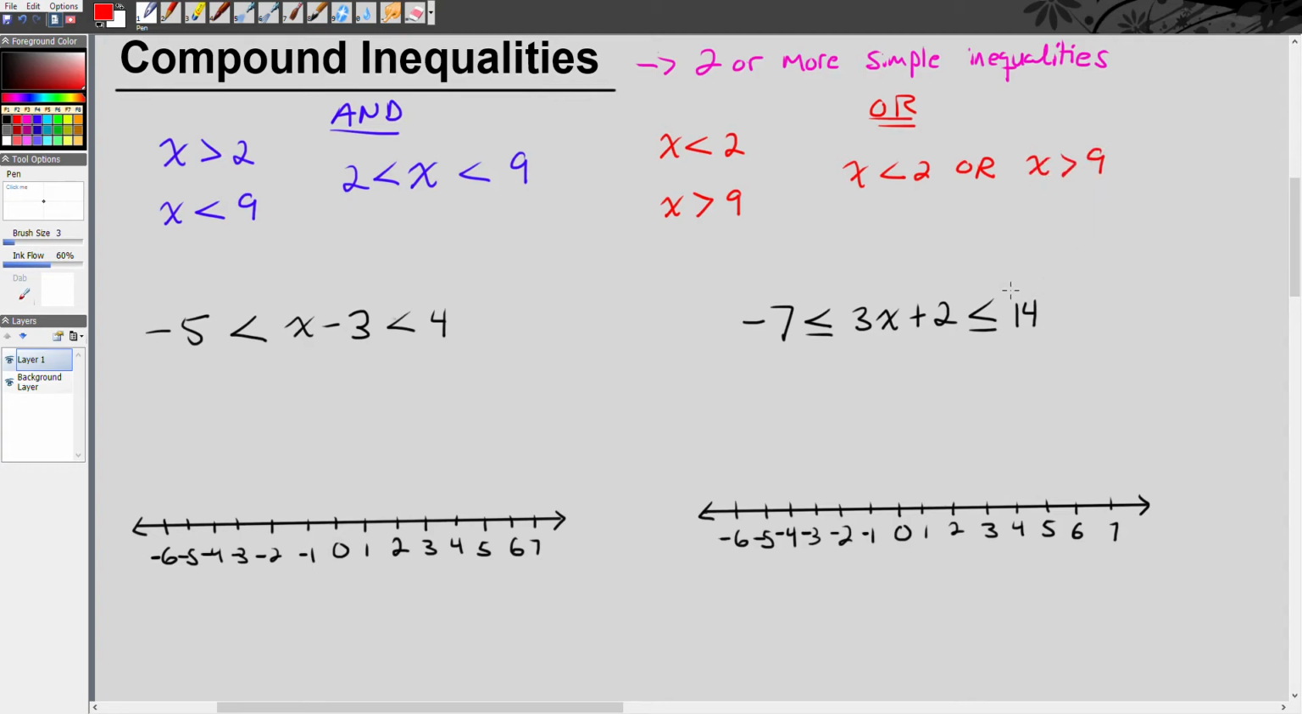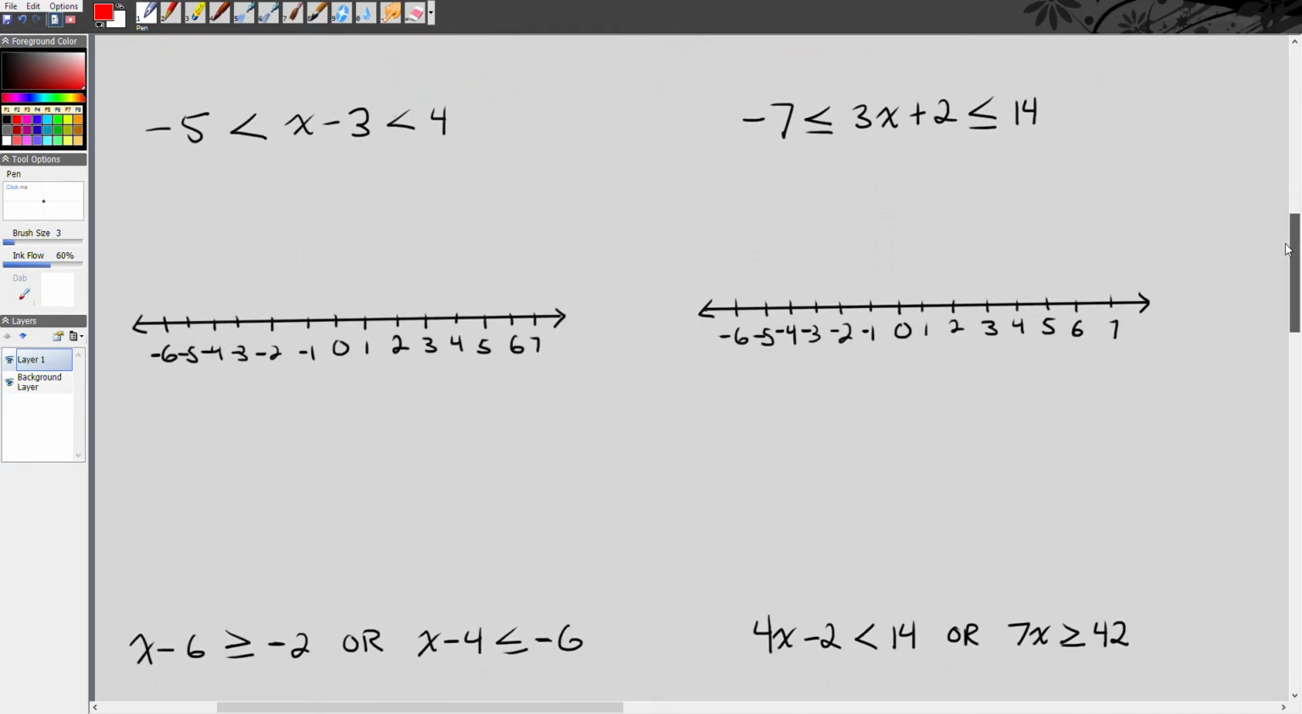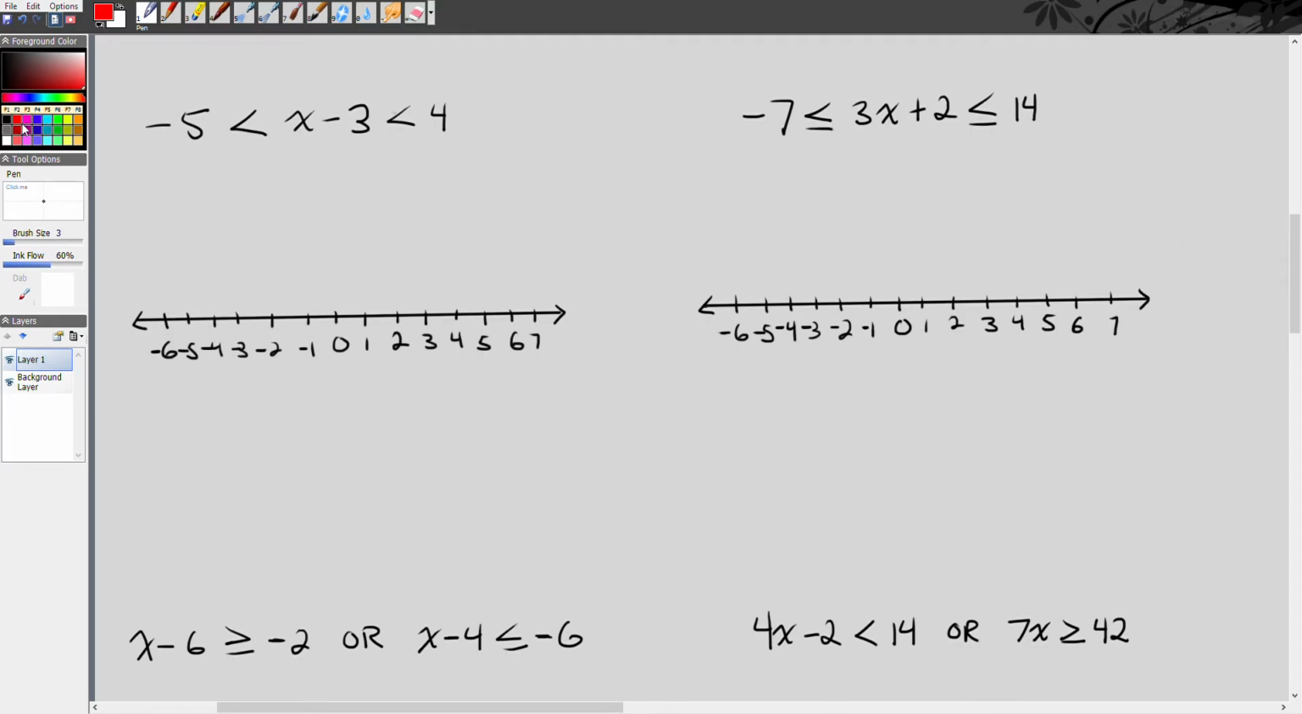So let's take a look at solving some of these compound inequalities. The first two examples are and examples. So we'll look at this here. We have x minus 3 in the middle, and then on the left a negative 5, and on the right a 4. When you solve a compound inequality and, you're working from the middle out. So how am I going to isolate this x? Well, I have to undo negative 3. How do you undo negative 3? By adding 3. And usually you can just add 3 to both sides, right?